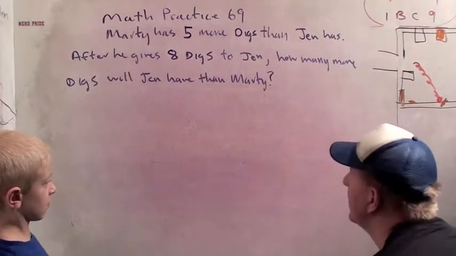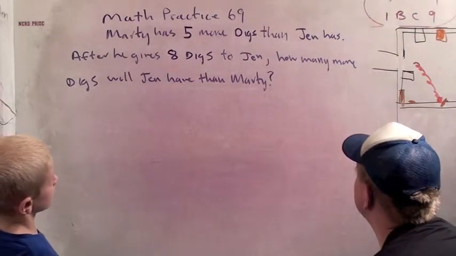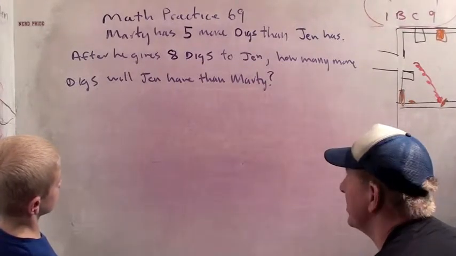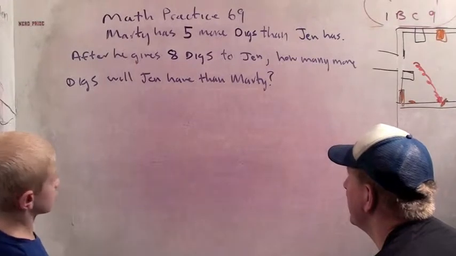So you ready? Marty has 5 more digs than Jen has. After he gives 8 digs to Jen, how many more digs will Jen have than Marty?